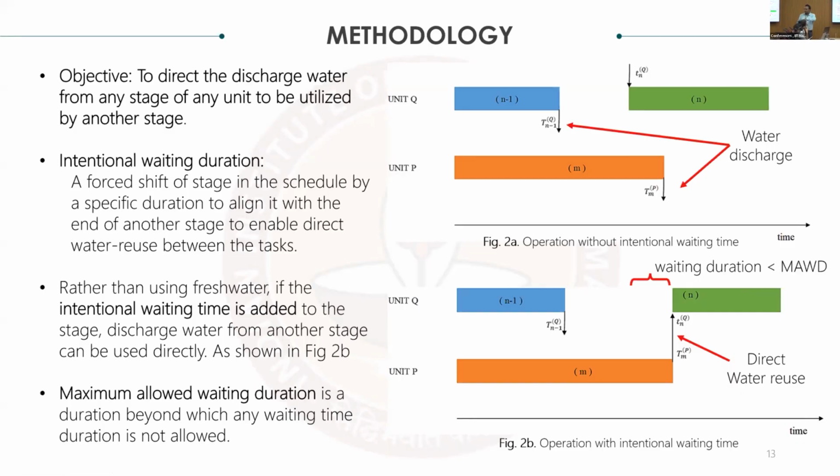You could have optimized it, you could have run it faster, but what you would have lost is you would have used more fresh water. So we are slightly shifting this to the right so that there is a waiting duration, so that the water outlet from one unit can be recycled to the next stage. And we are also aware that it cannot be infinite, and therefore we have a constraint called the maximum allowed waiting duration, MAWD. So there is a constraint that you cannot violate.